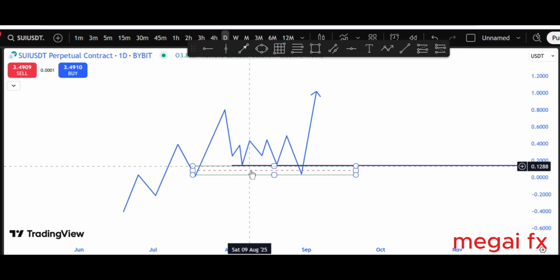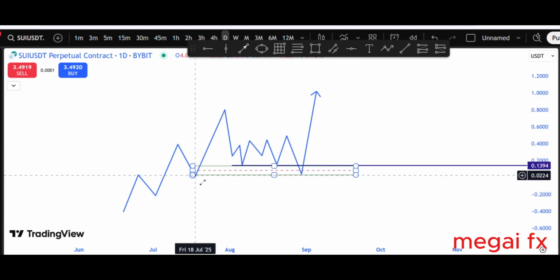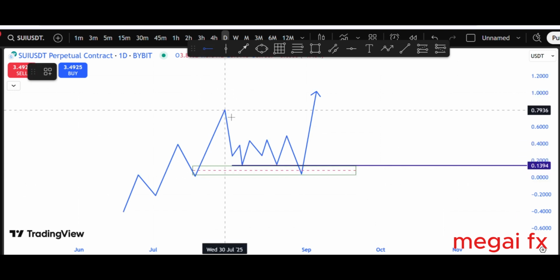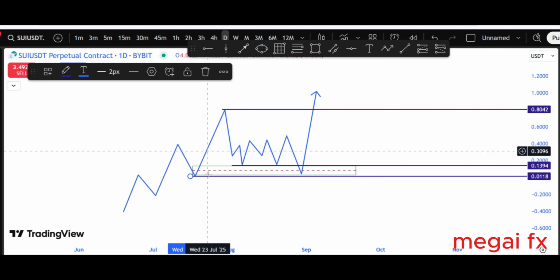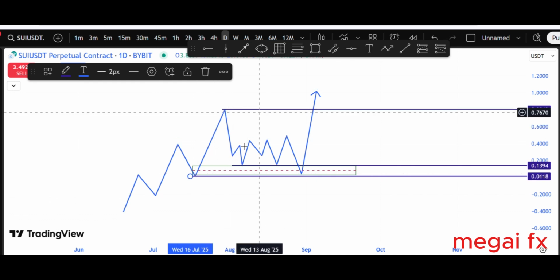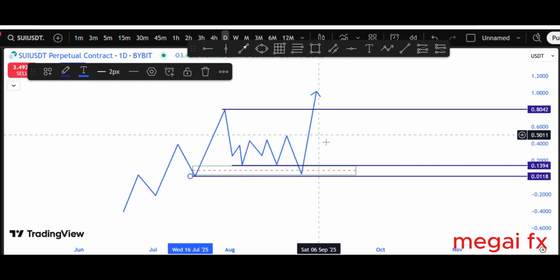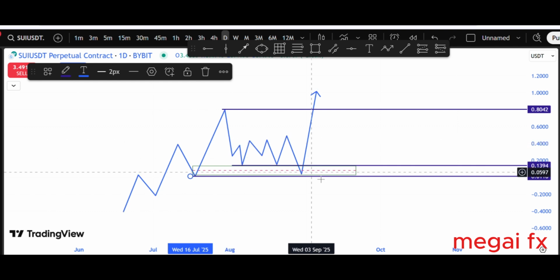You understand? This is the market sweeping internal range liquidity, because if you check this range from here to here, here is A, here is B, this is a range. You understand? External range, external range. But anything inside this range is called internal range liquidity. So the market sweeps the internal range and continues the upward movement.